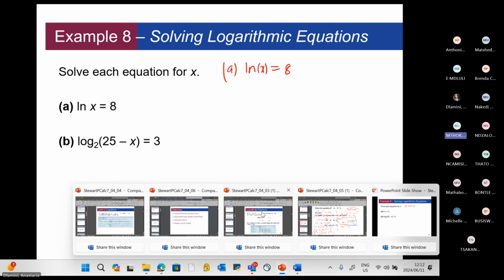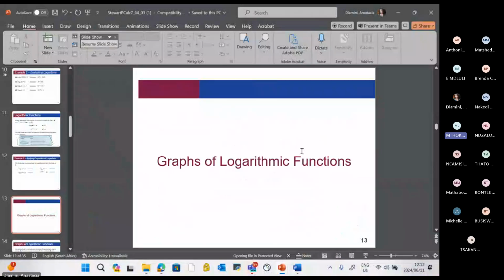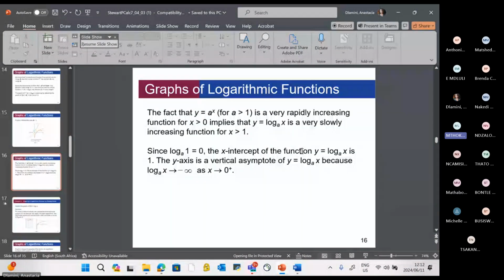What I did, guys, was I just reversed everything, right? So it was log 2 open brackets 25 minus x is equal to 3, right? So I know that log 2... Are we not discussing number 1? We are doing number 1, not 2. Oh, we're doing number 1. I thought you were doing number 2.